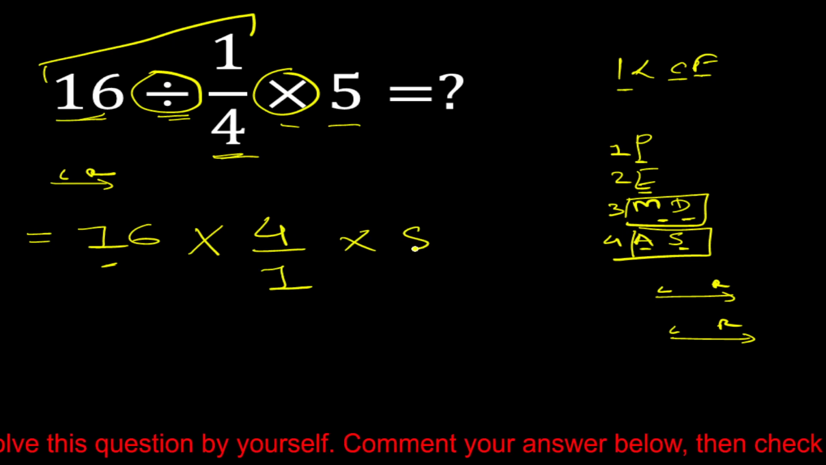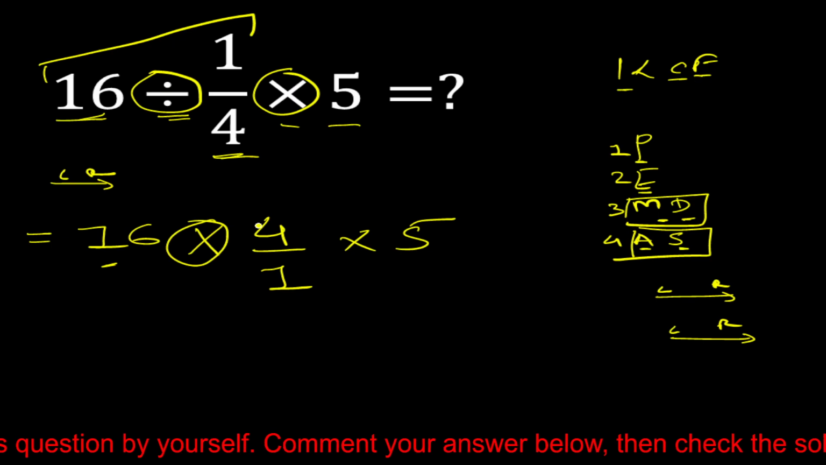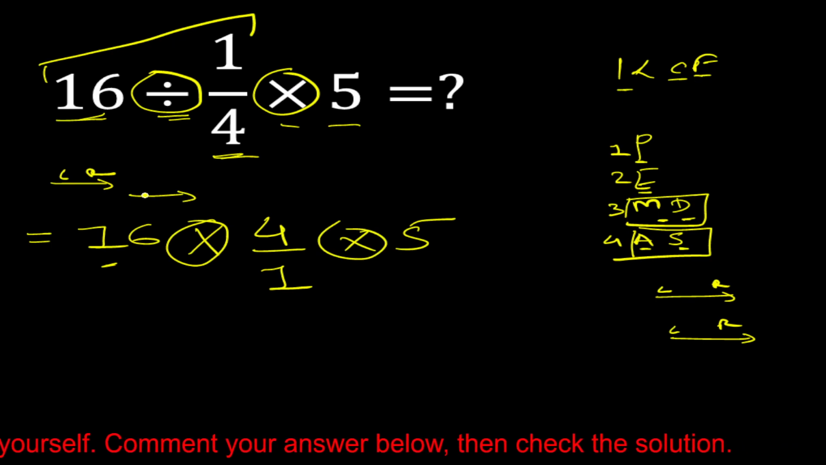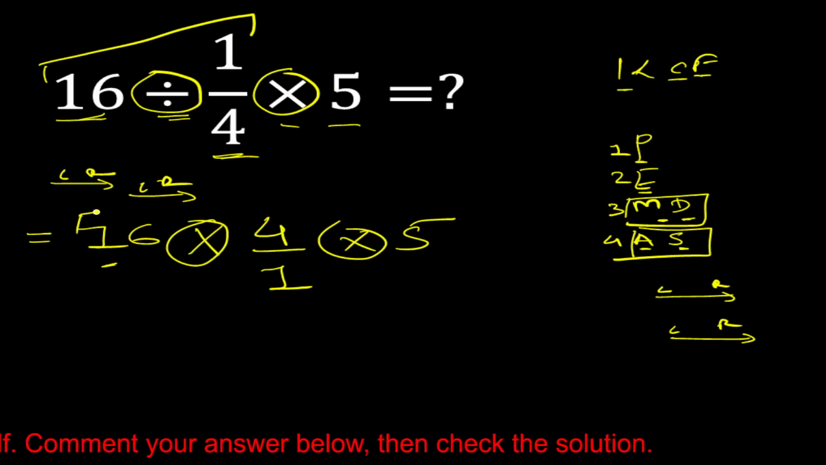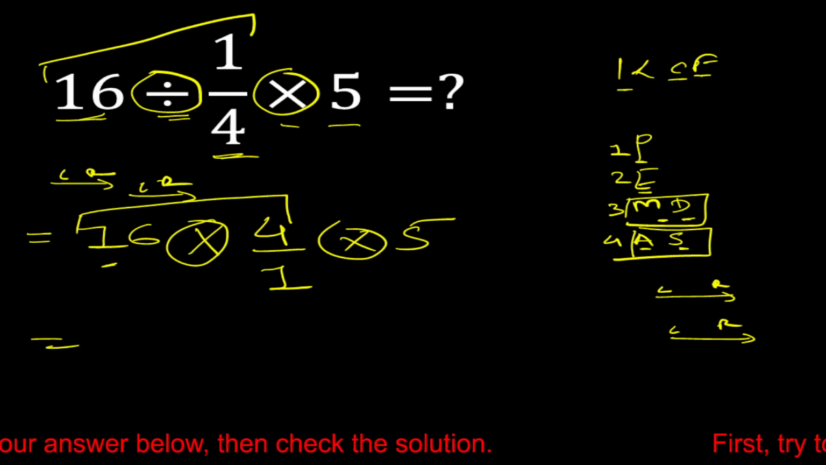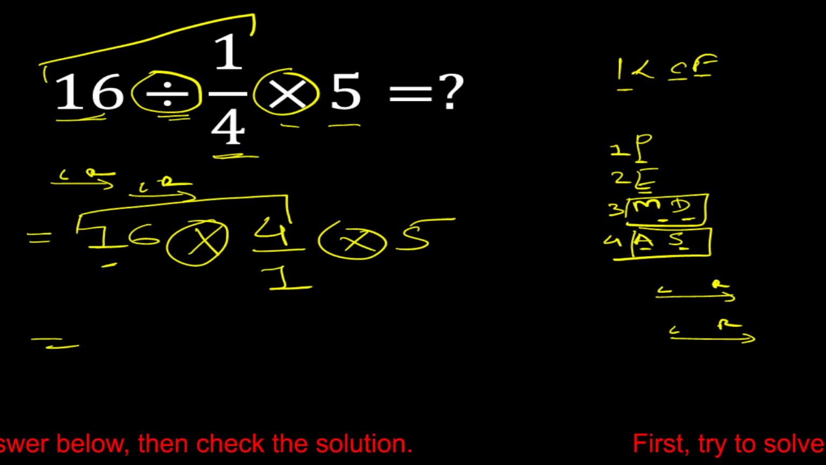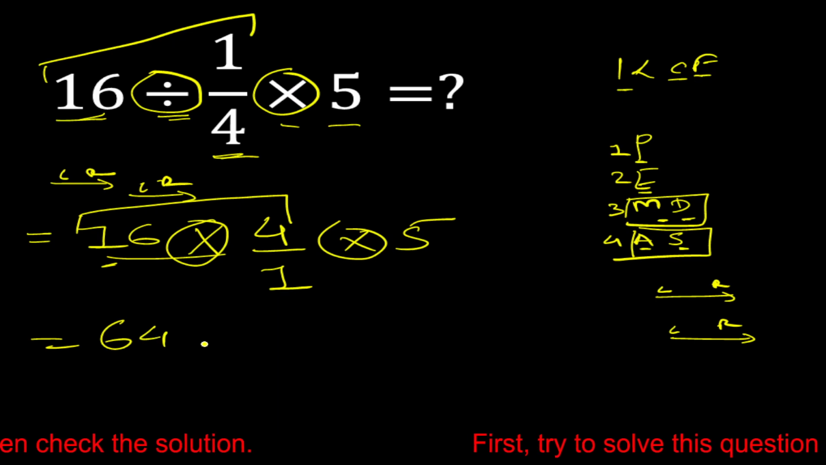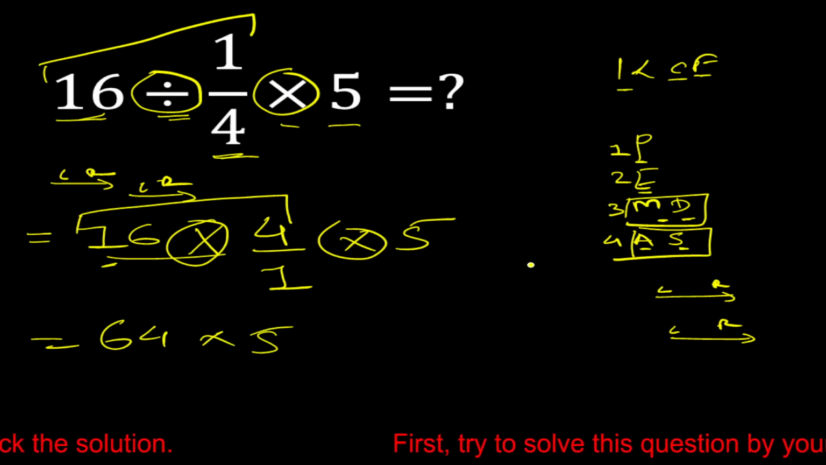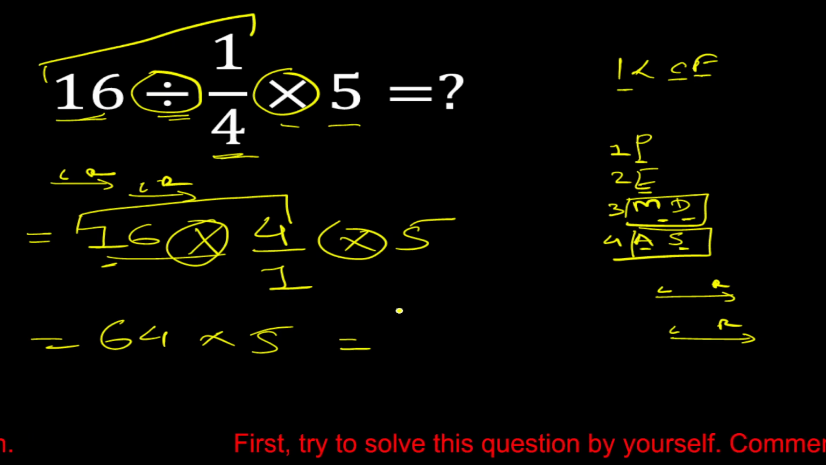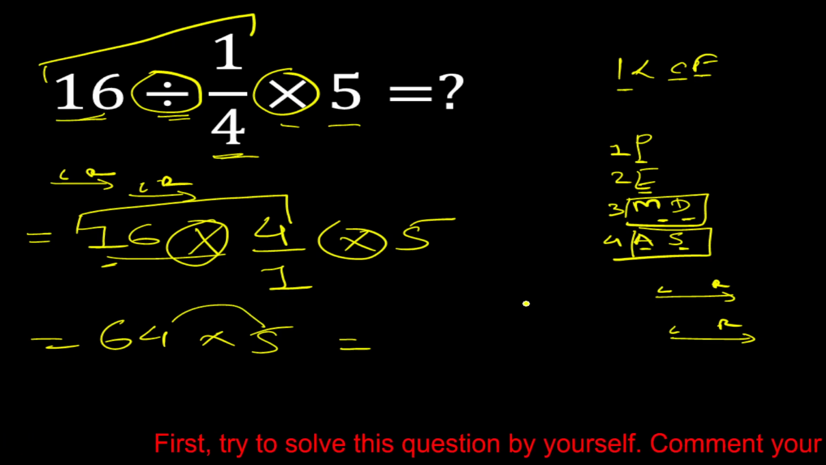Then multiply 5. Now here is multiplication and here is multiplication. Both have equal priority, so we have to solve it from left to right. So first we have to solve this part. So now 16 multiply 4 is equal to 64, then multiply 5. So now 64 multiply 5: 5 multiply 4 is equal to 20.